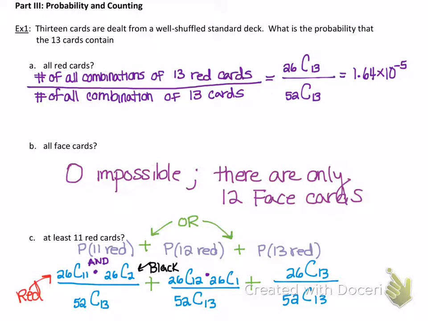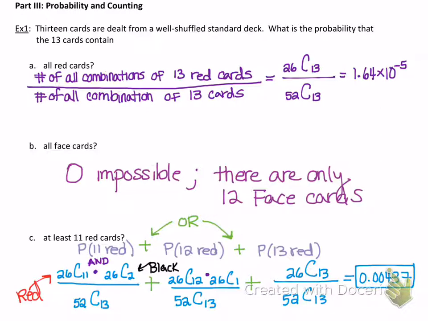Now, what I recommend you do is plug each fraction into your calculator, get 3 decimals, and then add them all together. So if you do that, you get about 0.0043. This is your probability.